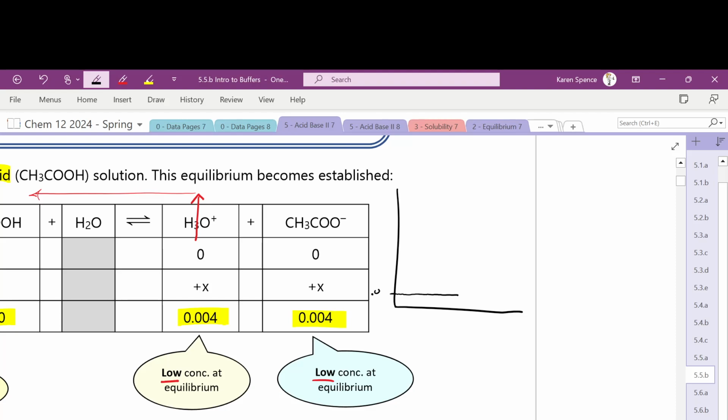This is 0.004. Yes. And this is actually both the H3O plus and the CH3COO minus. This is A minus. So this is both A minus and H3O plus. They're both very low, right? Those concentrations are very low. And our concentration of our HA is quite high. I can't even draw it to scale, right? Like this would actually be like 10,000 times smaller on the graph, but I can't draw that well.